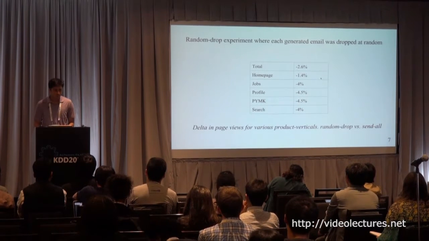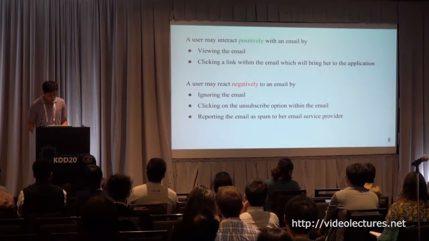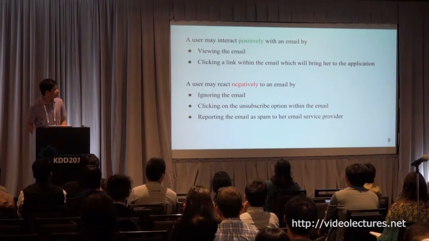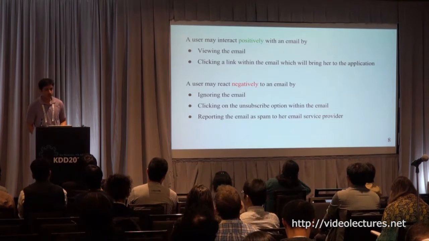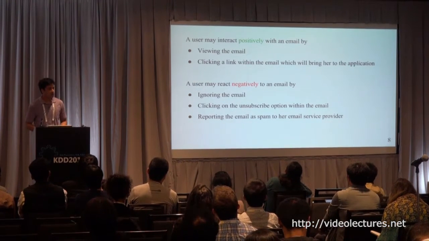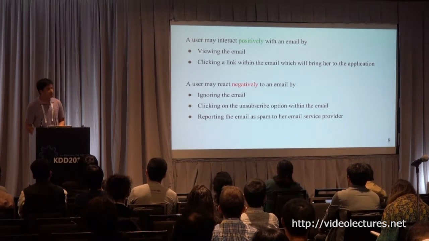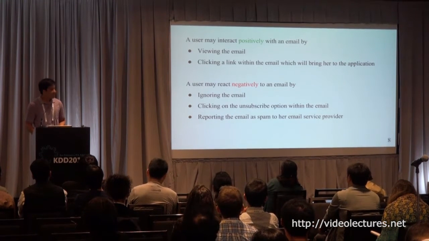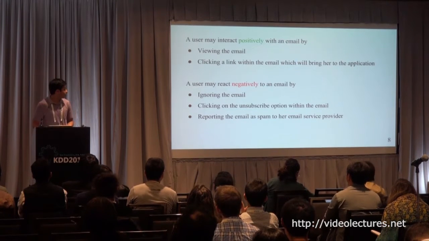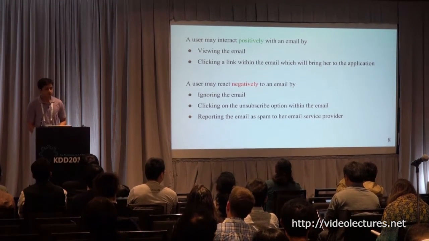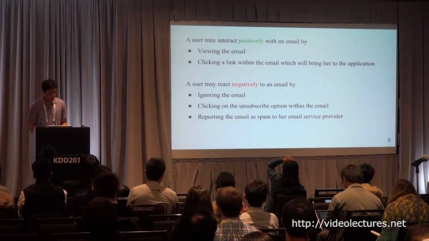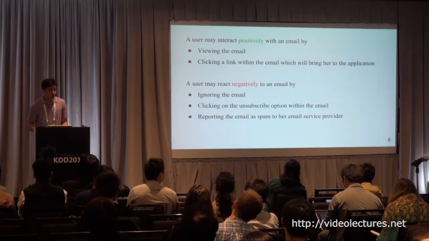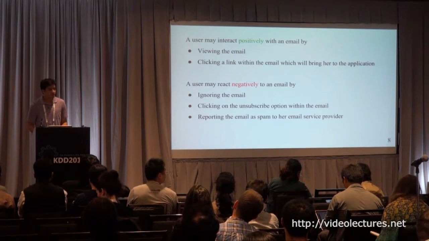But what's the downside? When a user receives an email, she can positively interact with the email by viewing the email or clicking a link within the email. Clicking a link within the email typically brings her to the mobile or web application. But the user can also react negatively to an email by, say, ignoring the email, or clicking on the unsubscribe option within the email, or reporting the email as spam to the email service provider. For example, when you receive an email on Gmail, you could report the email as spam to the service provider, to Gmail in this case.